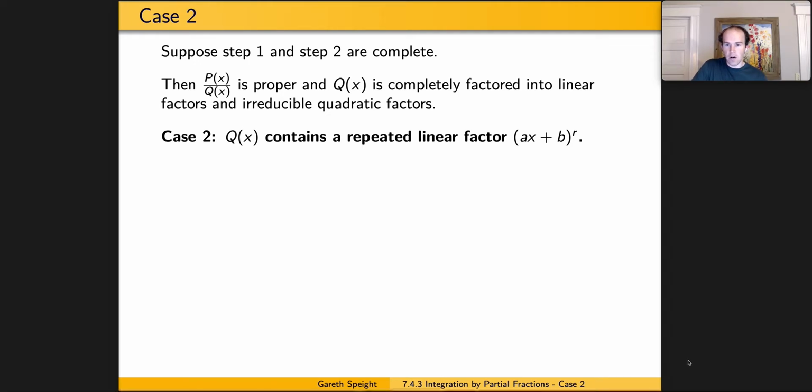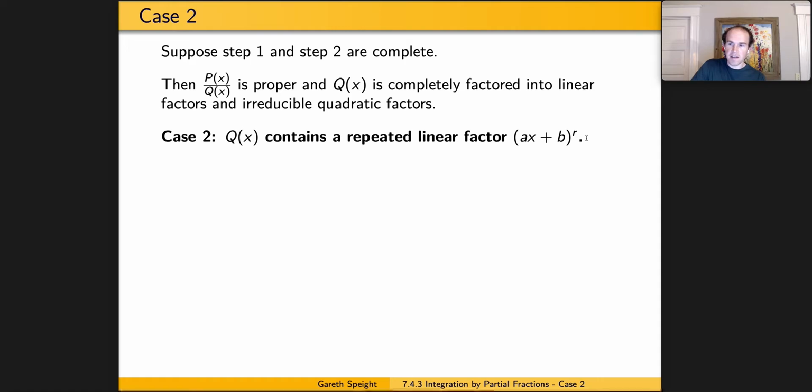So why do we have the power? For instance, if we had x plus 1 times x plus 1, if x plus 1 was repeated, then we could write x plus 1 times x plus 1 as x plus 1 squared. So if we have a repeated linear factor, we can always write it as the linear factor to the power r.